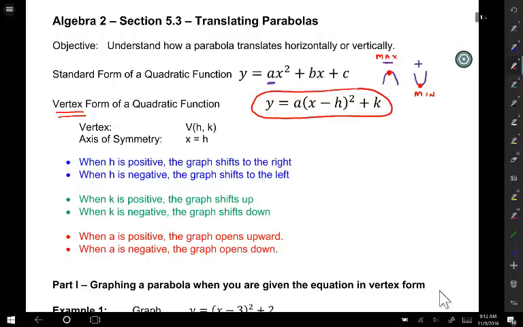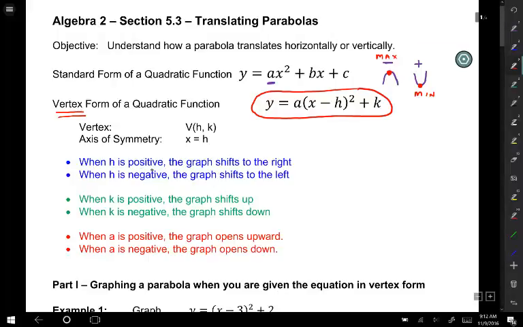Now, I need you to remember with me, if I have another function like an absolute value function, remember we shifted them right and left and up and down? Do you remember that? On an absolute value function, if there was like x plus 1 on the inside, remember how that shifted it left? And if it was x minus 3, that shifted it right? And so here we have the same thing.